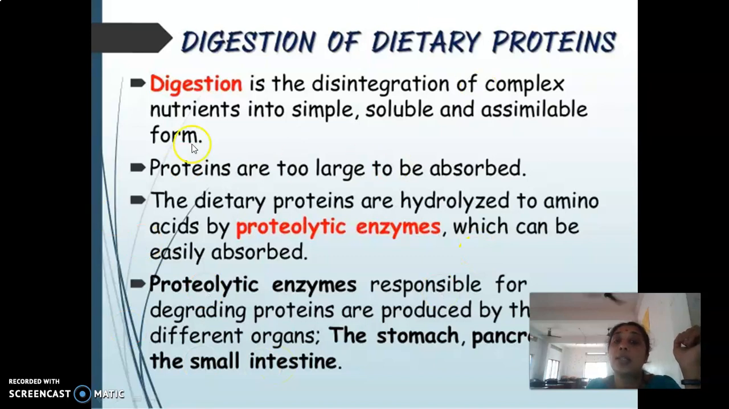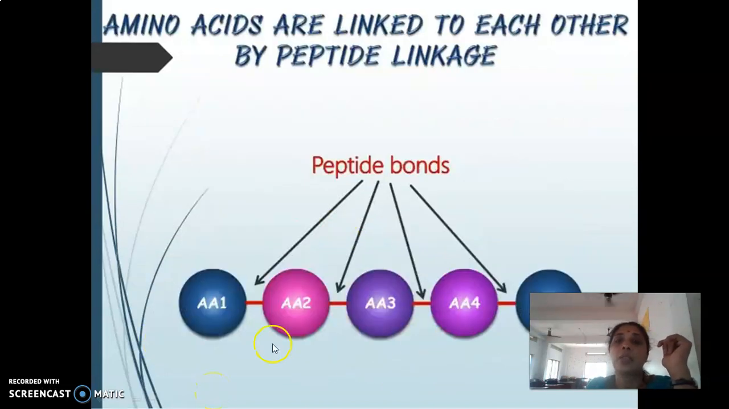Okay, so how does the digestion happen? Digestion is the disintegration of complex nutrients into a soluble and assimilable form, that is, the simplest form. Proteins are too large to be absorbed. So what is happening? The dietary proteins are hydrolyzed into amino acids with the help of proteolytic enzymes, which can be easily absorbed. They are responsible for degrading the proteins, and they are produced by different organs: the stomach, pancreas, and the small intestine. So this is what is happening.